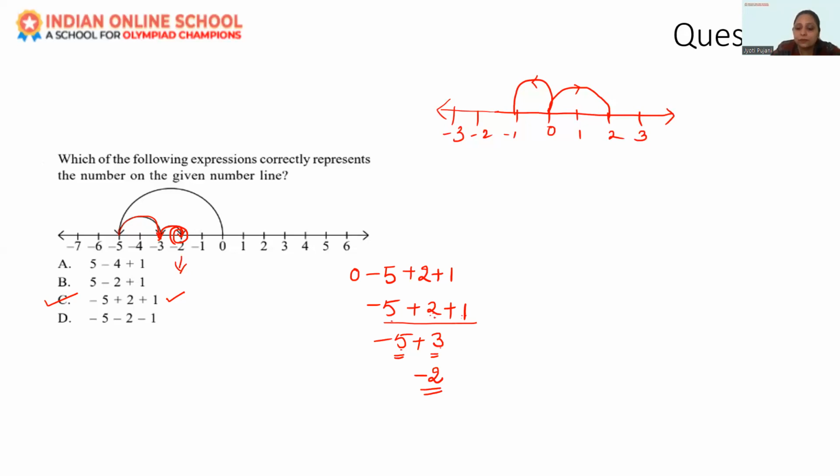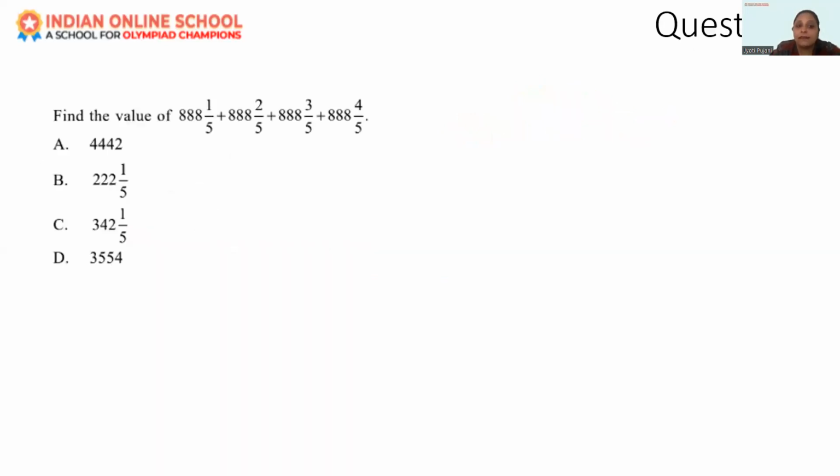Okay, so let's move to the next one. Find the value of 888 1 by 5 plus 888 2 by 5 plus 888 3 by 5 plus 888 4 by 5. These are mixed fractions. As we did in our last classes, if I have to add some fractions, I will change the mixed fractions into improper ones, then add them, right? But sometimes it becomes very lengthy. So there is a short trick to do this question. It will take hardly 20 seconds.